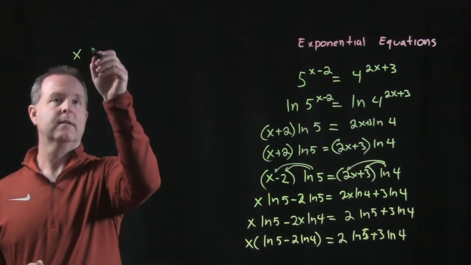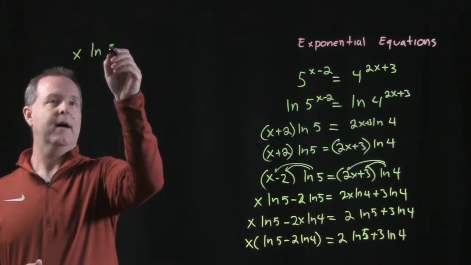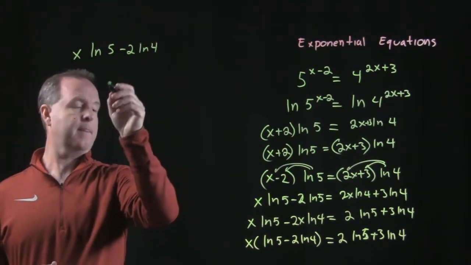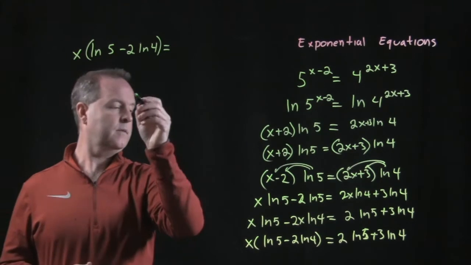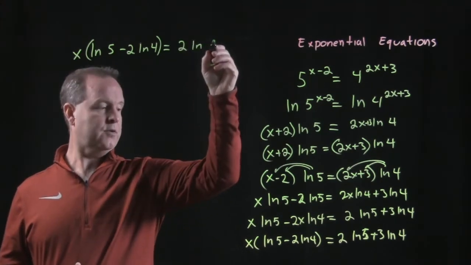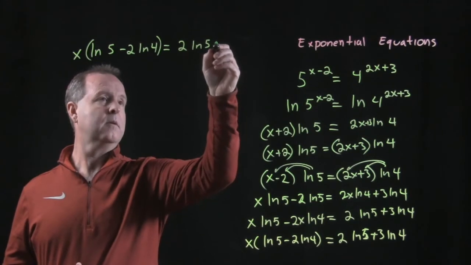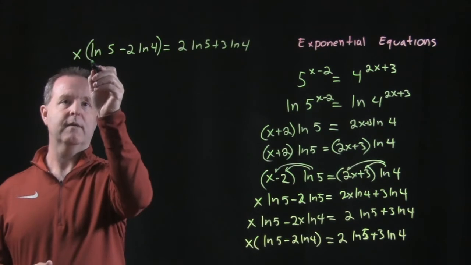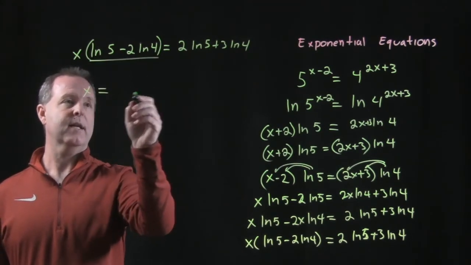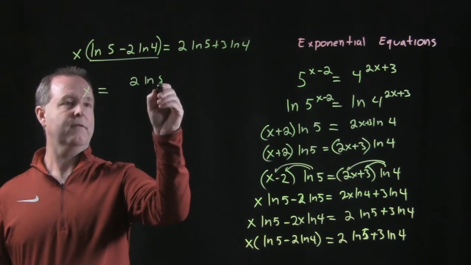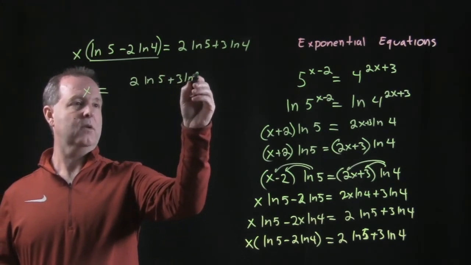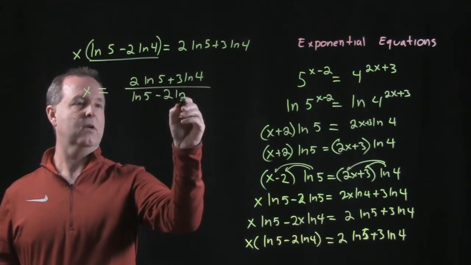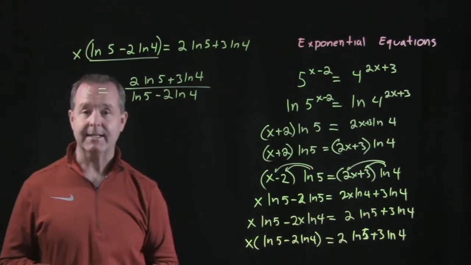So we have x times natural log 5 minus 2 natural log 4 equals 2 natural log 5 plus 3 natural log 4. Just rewrote that equation is all I did. Now we're going to divide both sides by that. So I have x equals 2 natural log 5 plus 3 natural log 4 divided by natural log 5 minus 2 natural log 4. And there's my exact answer.